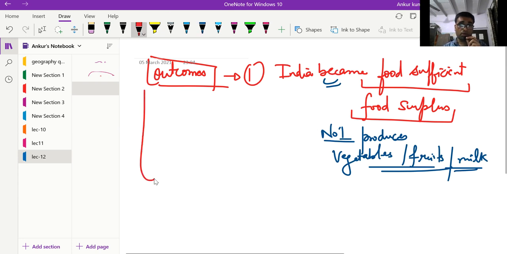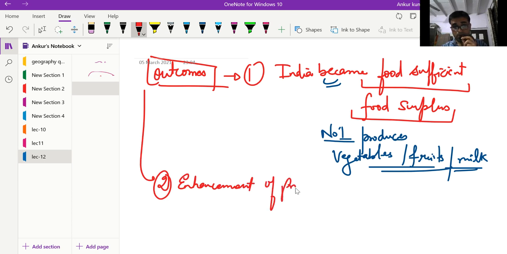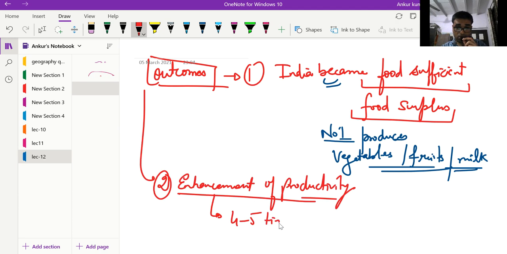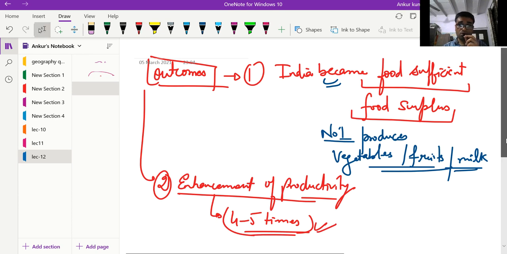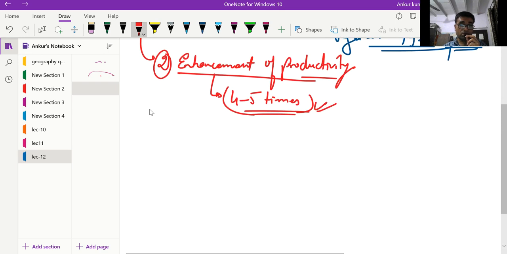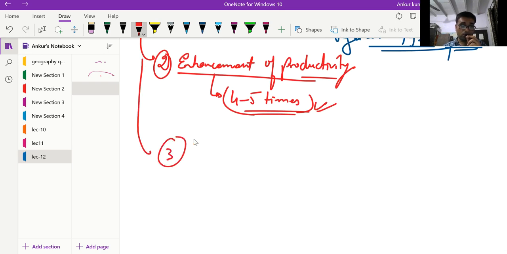The second outcome of the program was the enhancement of productivity. The productivity increased 4 to 5 times in many crops, whether it is rice, wheat, sugarcane, millets. This was the second achievement of the program, enhancement of productivity. The third achievement of the program was infrastructure development.